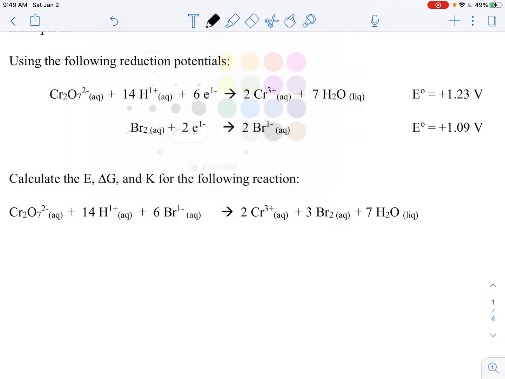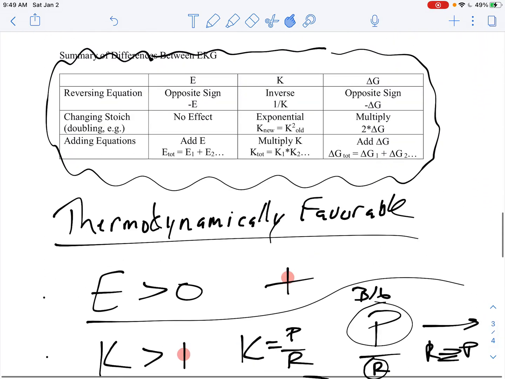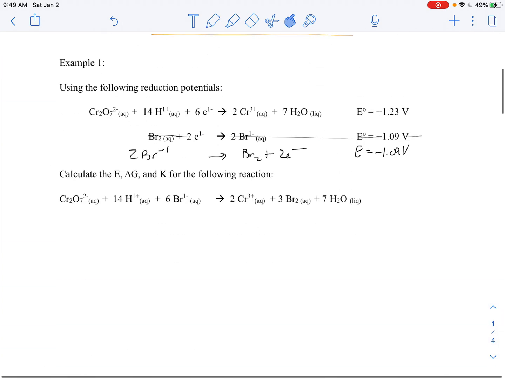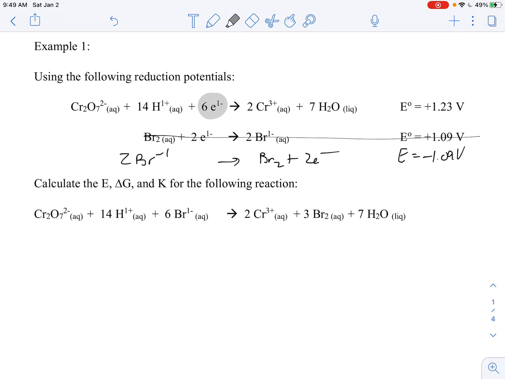So if I want to create a battery for this, then what I'm going to have to do is I'm going to have to flip one of them. Remember that I'm always going to flip the one that is less positive. So that means I'm going to have to flip this one. So 2 Br negative is going to flip over here to Br2 plus 2 electrons. And in flipping it, my voltage becomes negative 1.09 volts, right? As per our discussion of these guys down here. Remember, if you reverse an E, it goes to the opposite sign. Yes, you've got to keep all that straight.